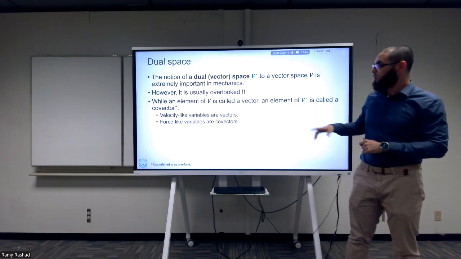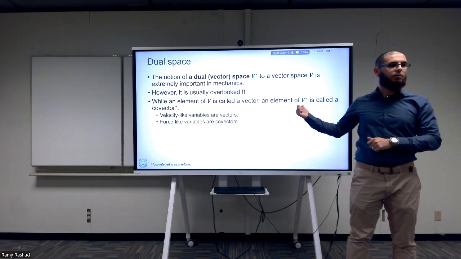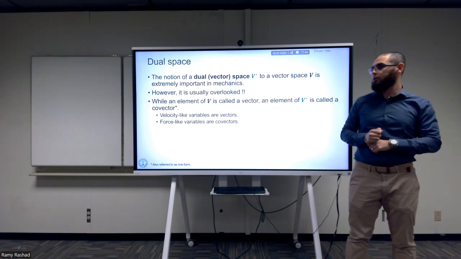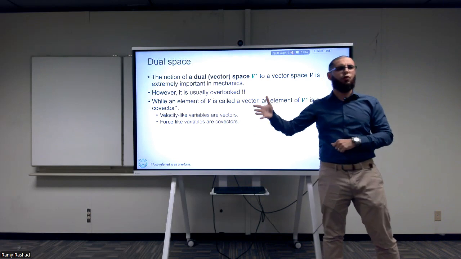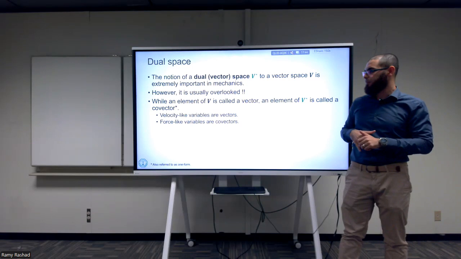While an element of V is called a vector, elements of V star are called covectors. Another name for covector is a one form, or a linear functional, not a linear map, but a linear functional.